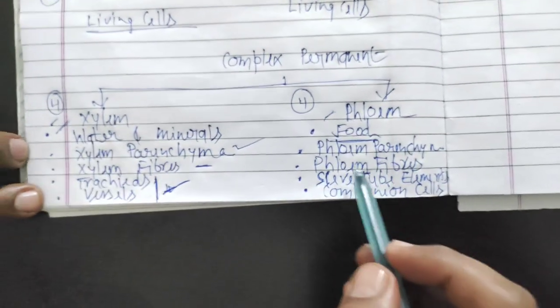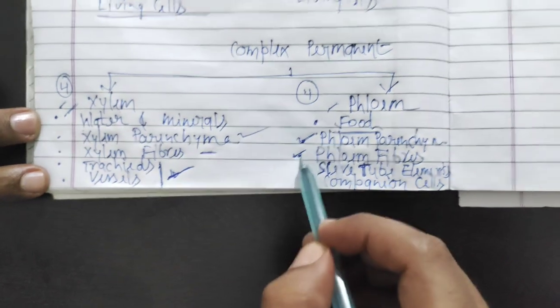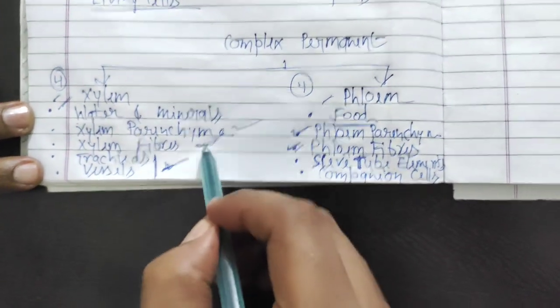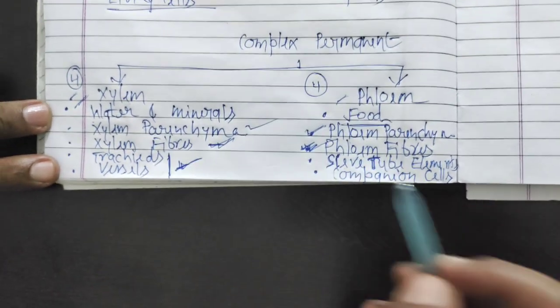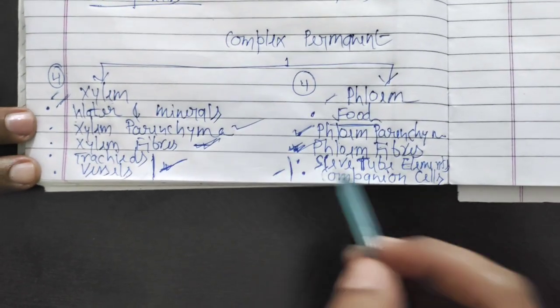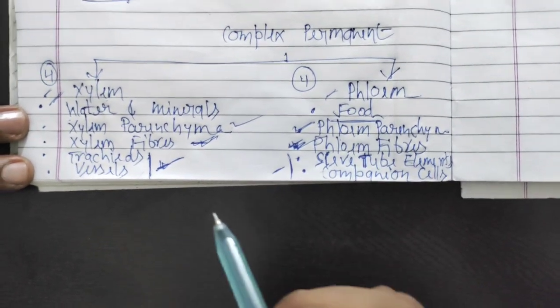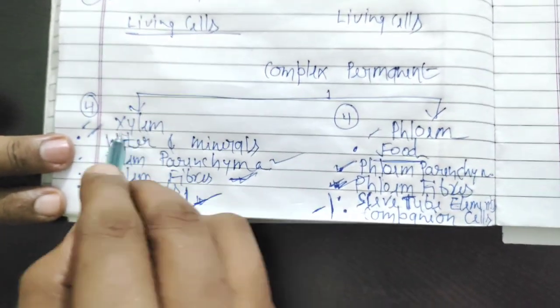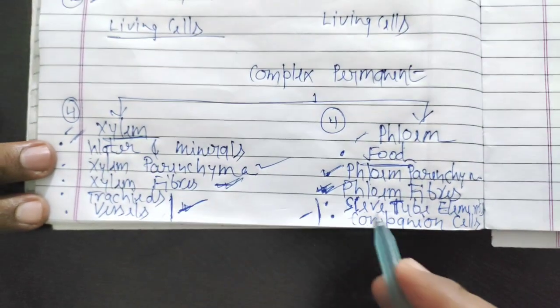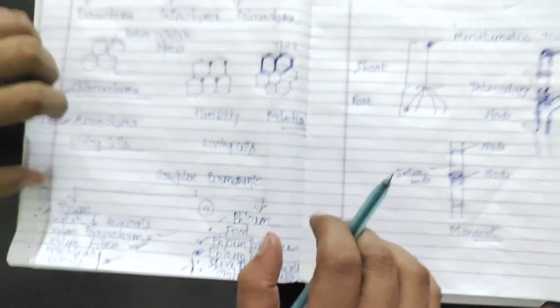If we talk about phloem, phloem parenchyma will perform photosynthesis. Phloem fibers are dead cells, as xylem fibers are also dead cells. Sieve tube elements and companion cells are actively involved in the transportation of food. If you want to compare, tracheids and vessels are found in xylem, and in phloem sieve tube elements and companion cells are found. Is that clear? So that was all about the plant tissues.